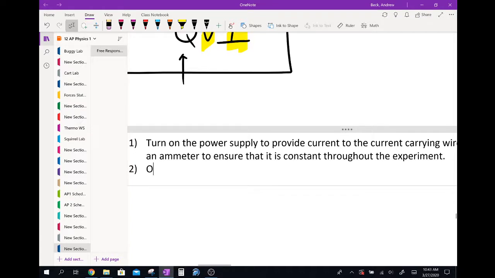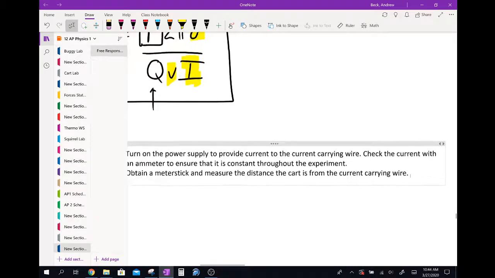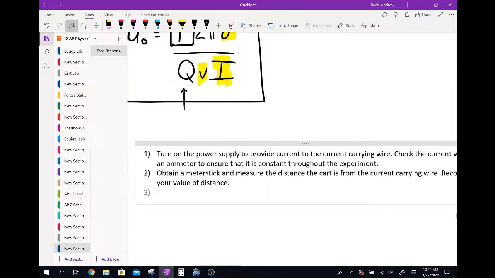And then we'll say, obtain a meter stick and measure the distance the cart is from the current carrying wire, because D is really what we're going to change. Record your value of distance, and we'll say push the cart so that it travels at a constant velocity parallel to the current carrying wire.